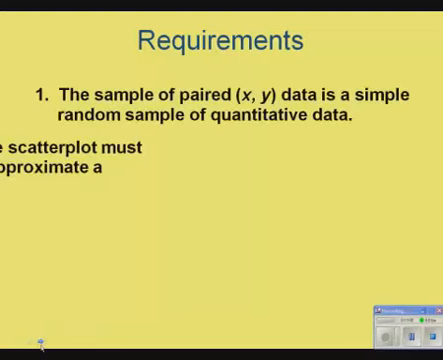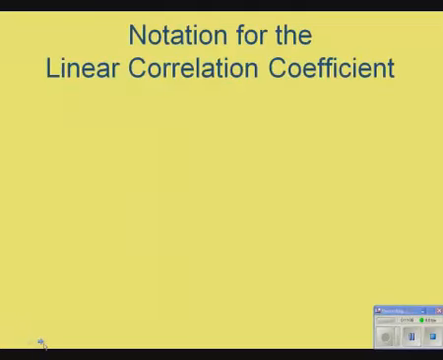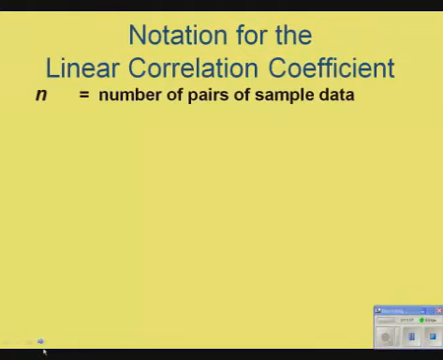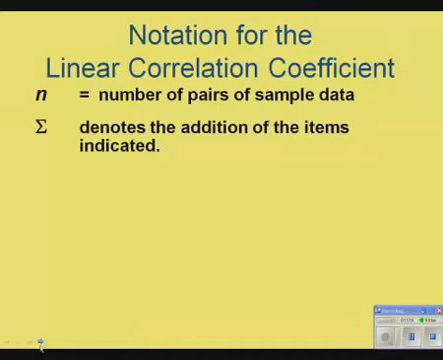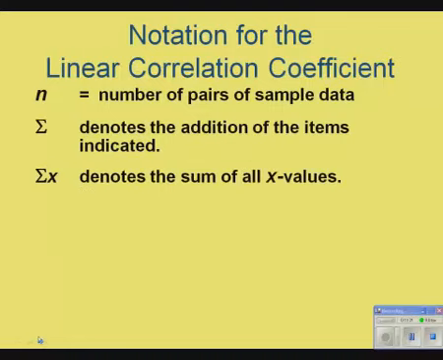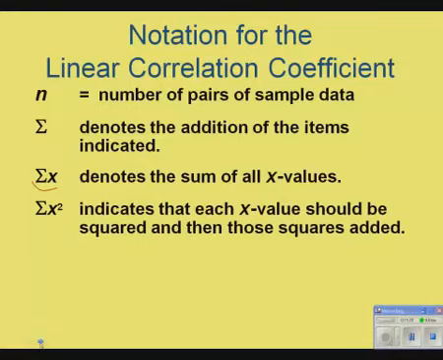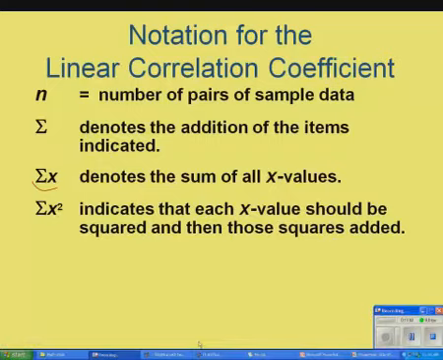You know what I'm going to do. I'm going to do this because you're in the zoning mode. Okay, there are requirements. Notation. N. We know what that is, number of pairs. What's this mean? Okay, we know that means to add. What would this mean? Well, add up all the what? X's. What would this mean? This would mean first you want to square the X values before you add them. So actually, if I go back to my calculator, let me show you something.